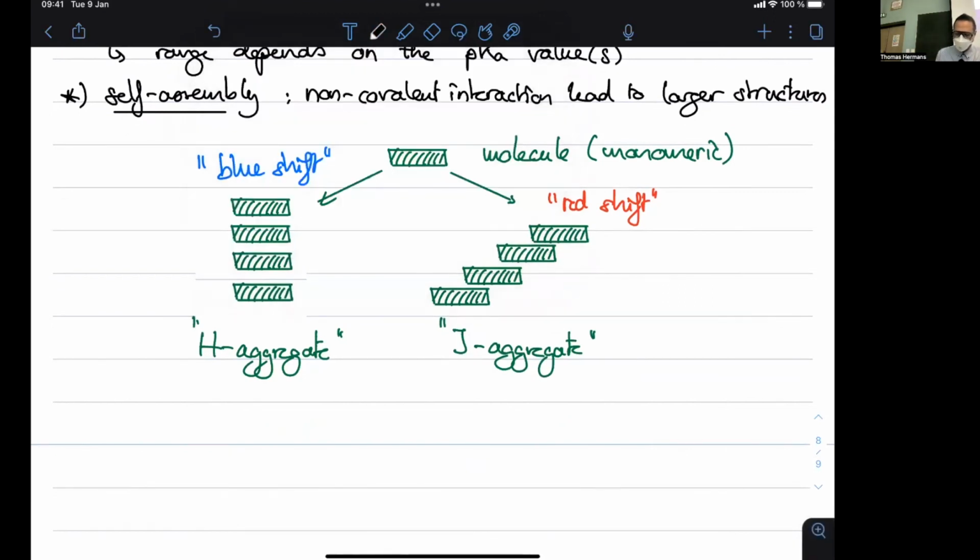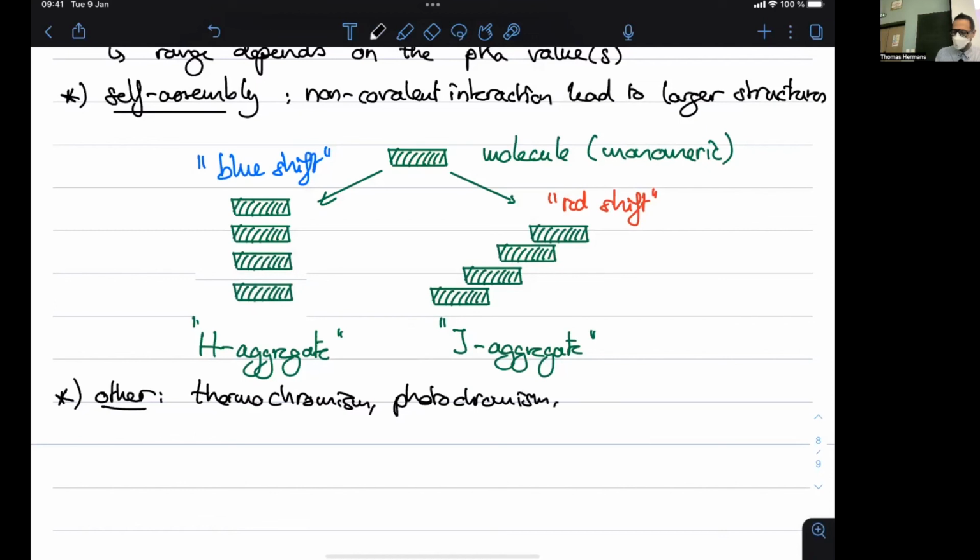There are many, many other reasons. So they all end in chromism. So there's, for example, thermochromism, photochromism. So thermo means with temperature, photo means you shine light on a molecule, it changes color, which is cool.